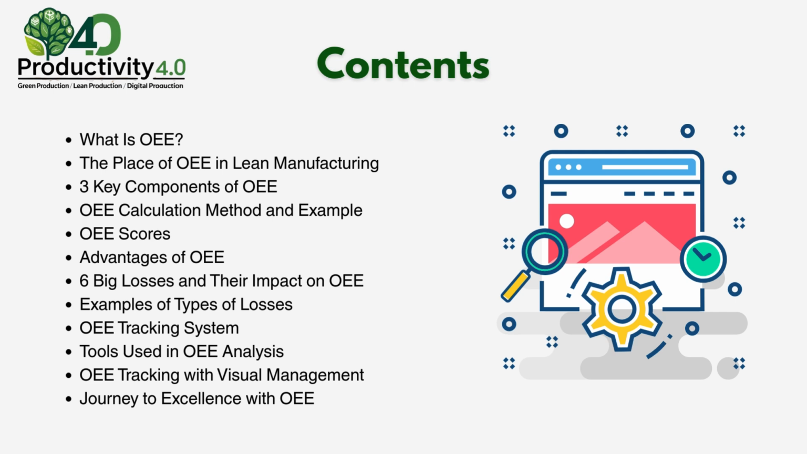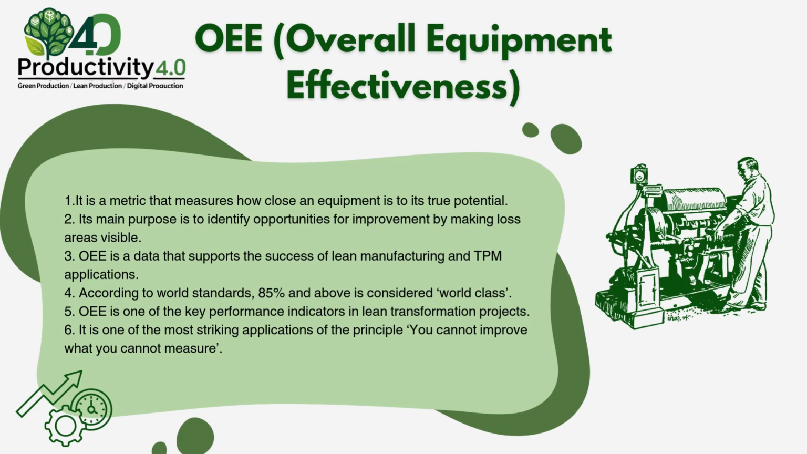By providing examples based on types of losses, we will see how to effectively use the OEE tracking system and analysis tool. OEE, overall equipment effectiveness, is an important productivity indicator that shows how close an equipment is to its true potential. Its main purpose is to identify opportunities for improvement by making loss areas visible. This way, businesses can clearly see which aspects of the production process need to be improved.